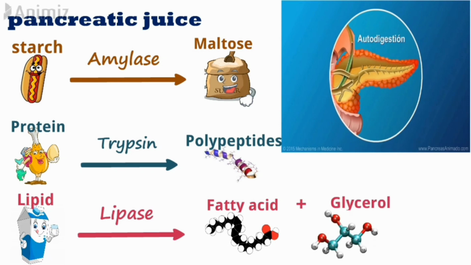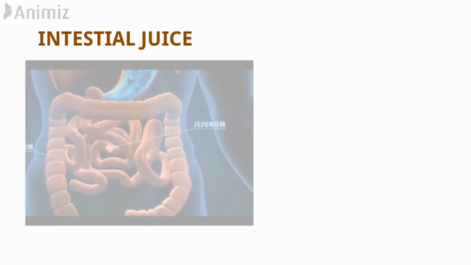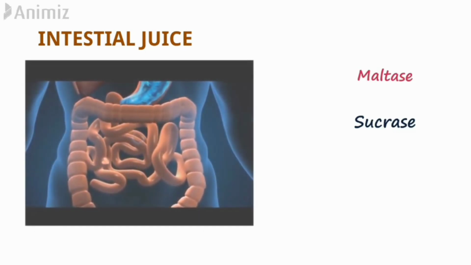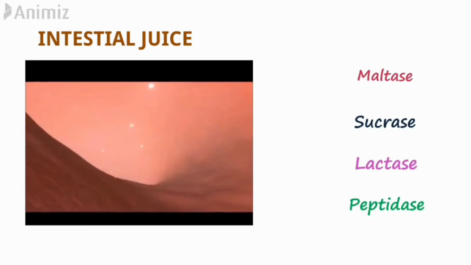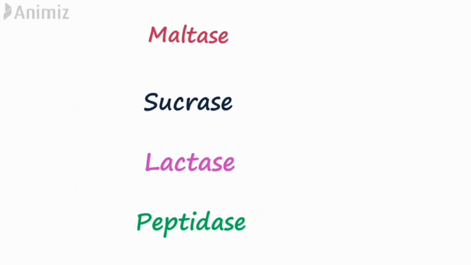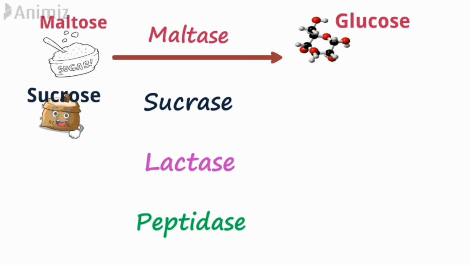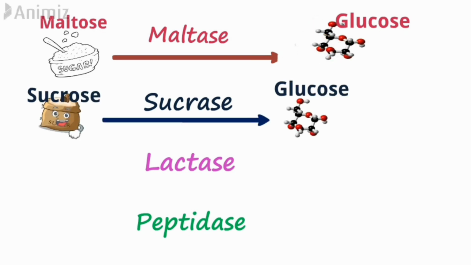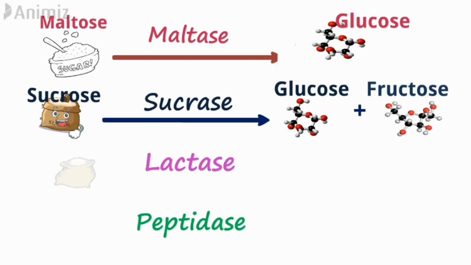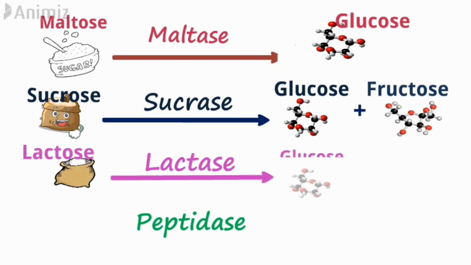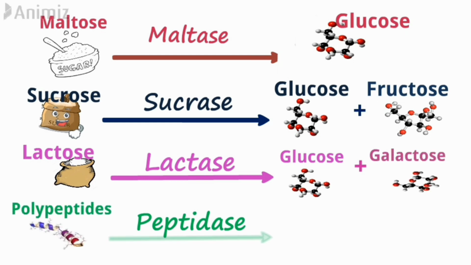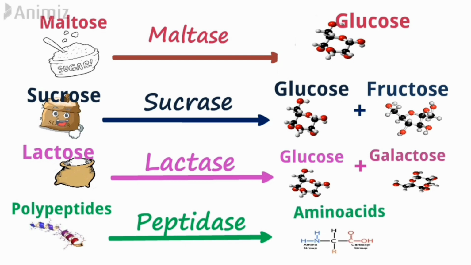acid and glycerol. Then the intestinal juice secreted by the wall of the intestine contains the enzymes maltase, sucrase, lactase and peptidase. Maltase converts maltose into glucose, and sucrase converts sucrose into glucose and fructose, and lactase converts lactose into glucose and galactose, and peptidase converts polypeptides into amino acids. The monosaccharides, amino acids, fatty acids and glycerol are the end products of digestion.